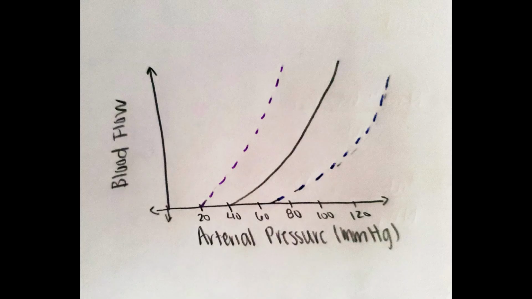This is a graphical representation of the relationship between the blood flow and arterial pressure. The gray line in the middle represents what a normal relationship would look like. The purple line represents a lower arterial pressure, which is called sympathetic inhibition. The blue line represents a higher arterial pressure, which is called sympathetic stimulation. The point at which each graph starts is considered to be the critical closing pressure.